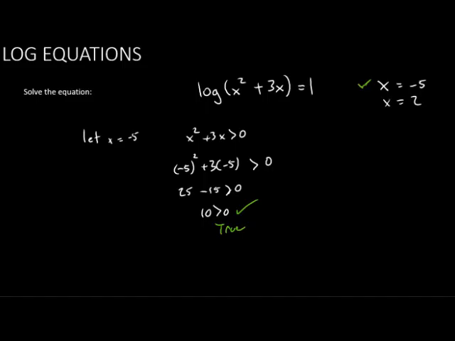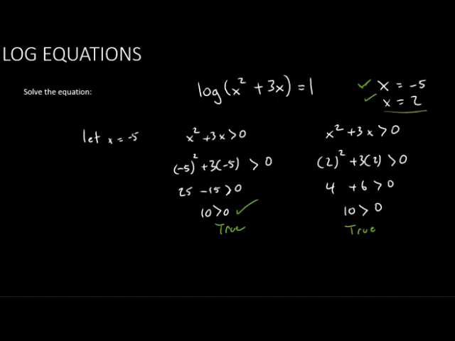We'll check again now with x equals 2. Once again, we'll start by asserting that the contents of the log are greater than 0. We'll let x become 2, so we'll have 2 squared plus 3 times 2 is greater than 0. 2 squared is 4, and 3 times 2 is 6. We'll set that greater than 0. 4 plus 6 is 10. That's greater than 0, and so this other statement is also true. Therefore, x equals negative 5 and x equals 2 are both solutions to this log equation.